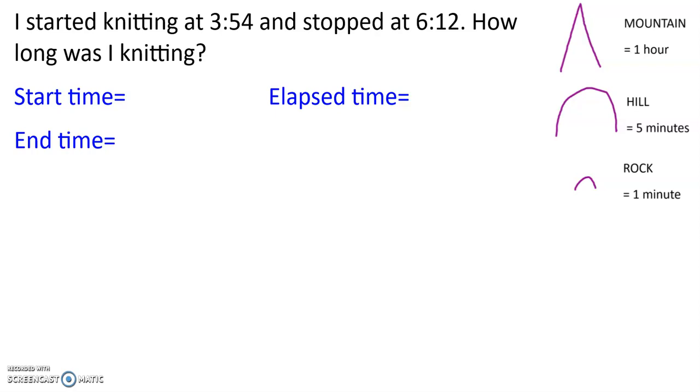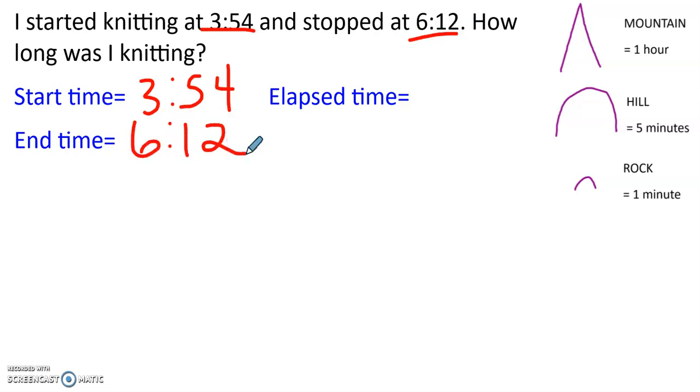So let's think about what information we have here. I started knitting at 3:54. That's my start time. I stopped at 6:12. End time is 6:12. How long was I knitting? So how much time passed while I was doing one of my most favorite things? That's the question. That's what I'm trying to figure out, my elapsed time.